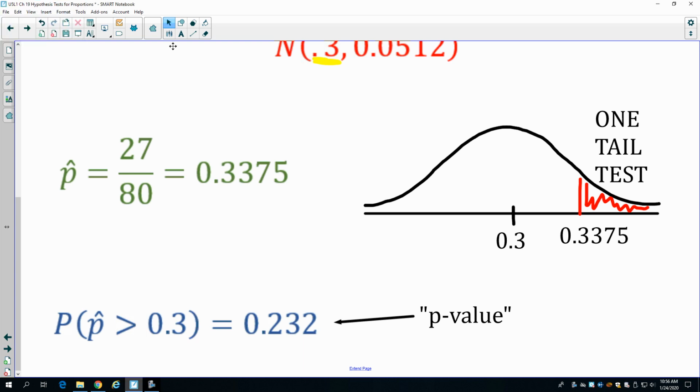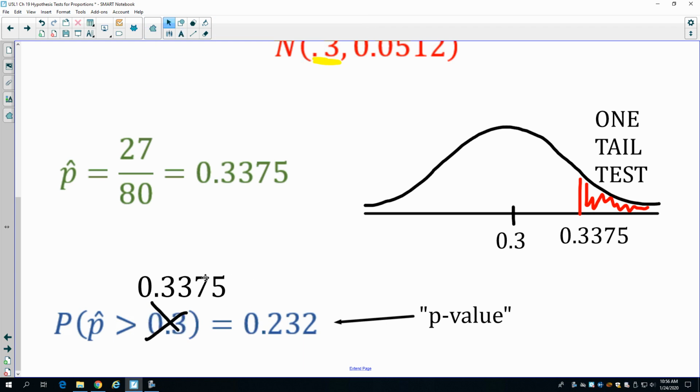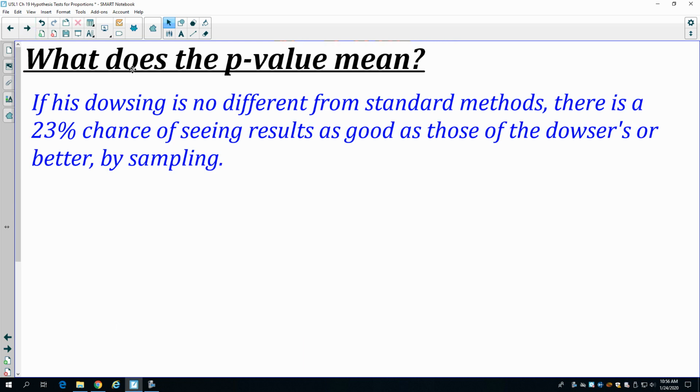I realize I made a mistake here. I want that to say 0.3375. I'm looking for the probability that my sample proportion is greater than the sample proportion that I actually got. So now we need to talk about what this p-value means.